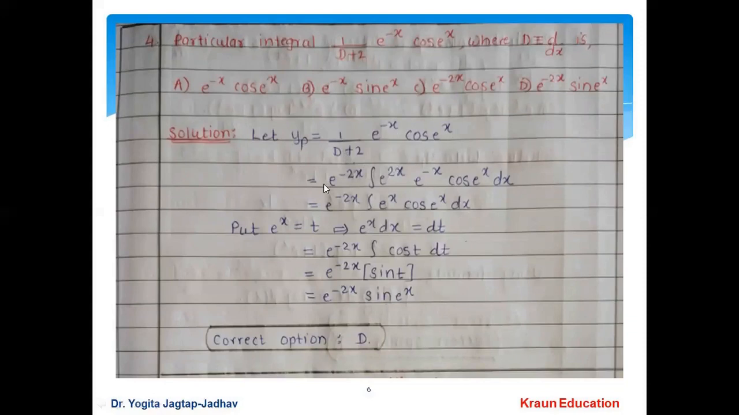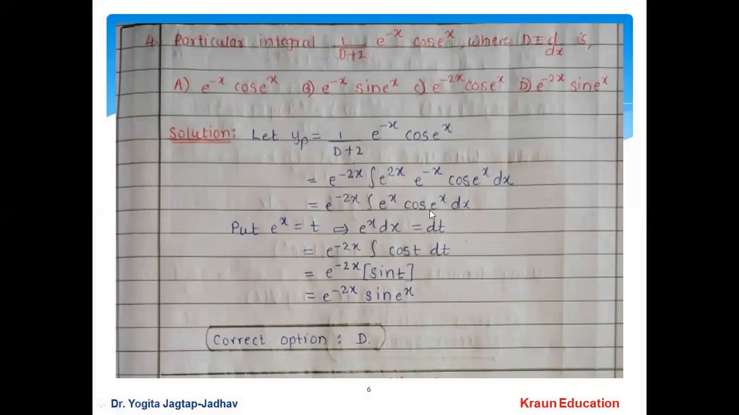Using the general method formula, this is equal to e raised to minus 2x integration of e raised to plus 2x into f of x. f of x is now e raised to minus x into cos of e raised to x dx. Now you can see here the base is the same. Therefore, you can add the indices: 2x minus x becomes plus x. Therefore, we have integration of e raised to x into cos of e raised to x dx.